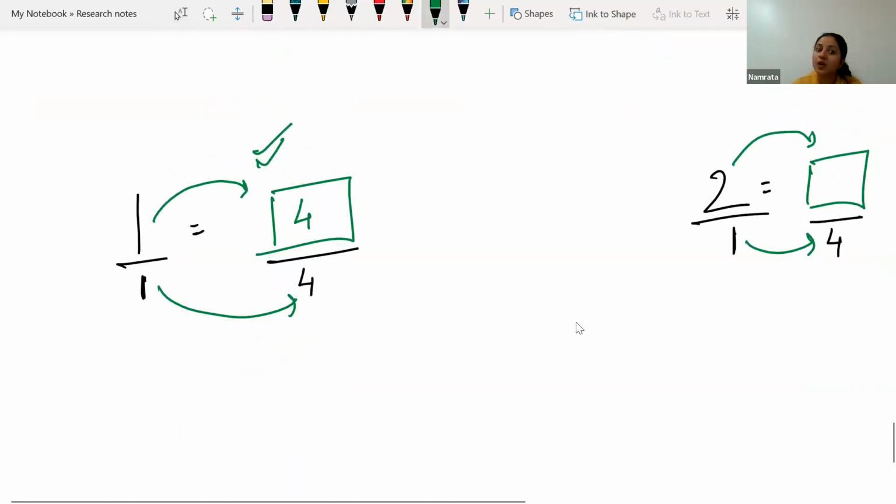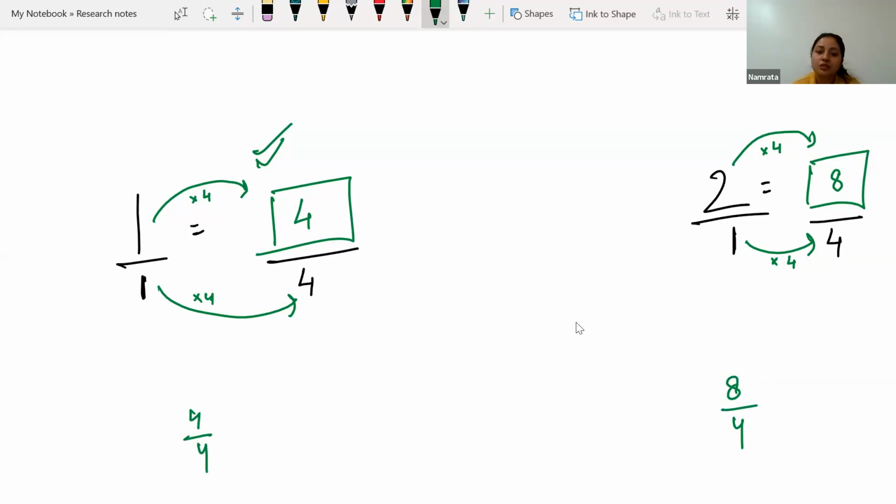One became four, then two will become eight. If you are still not understanding, because it is just a very basic concept, we are multiplying one with four. So in the numerator also, we need to multiply the same number. Here we are multiplying the denominator with four, so in the numerator also, we need to multiply the same number. So our numbers, which were one and two, now became 4 by 4 and 8 by 4.